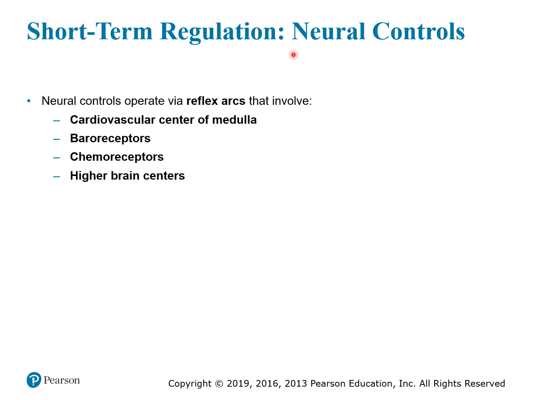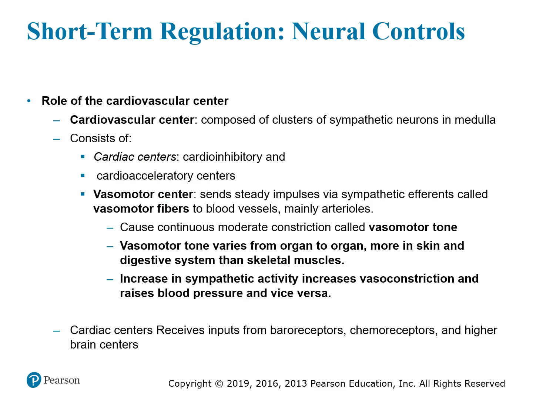So what are these short-term neural controls, and how do they act? These neural controls operate via reflex arc, and they involve the cardiovascular center of the medulla, and then there are some structures which are known as baroreceptors, and other structures which are known as chemoreceptors. And then there are some higher brain centers which are involved. Let's go over these structures which are responsible for the neural control.